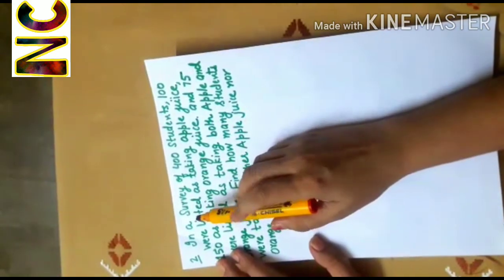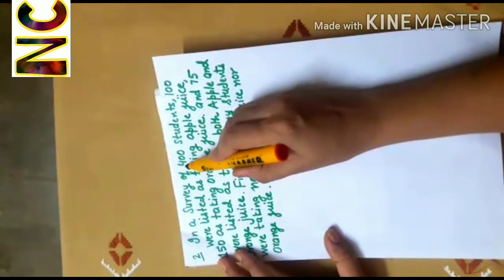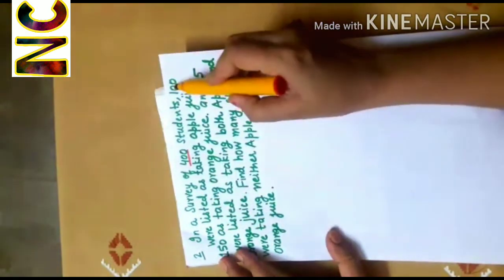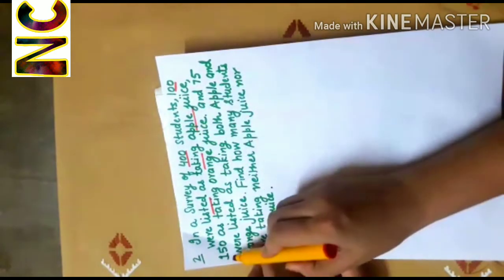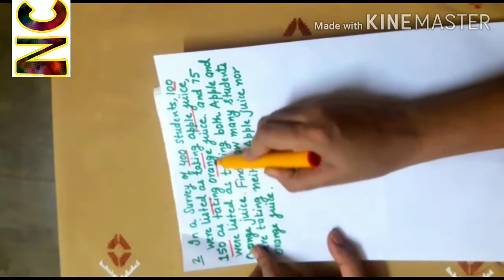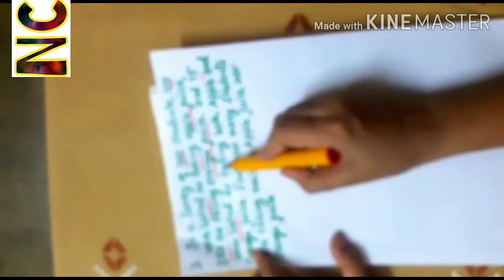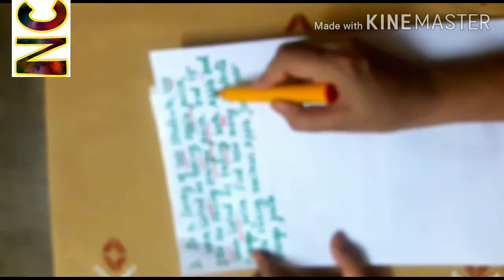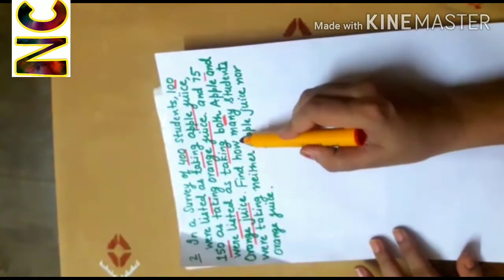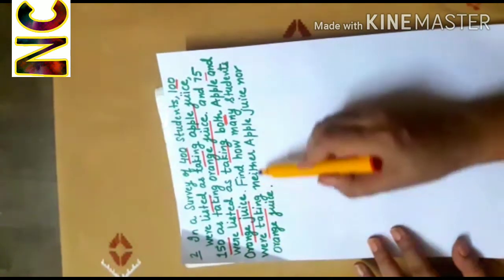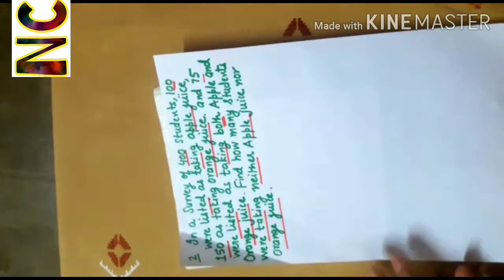Let us take another question. In a survey of 400 students, 100 were listed as taking apple juice, 150 as taking orange juice, and 75 were listed as taking both apple and orange juice. Now find how many students were taking neither apple juice nor orange juice.